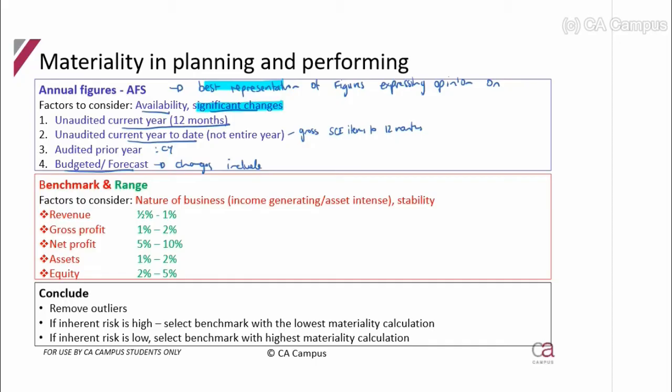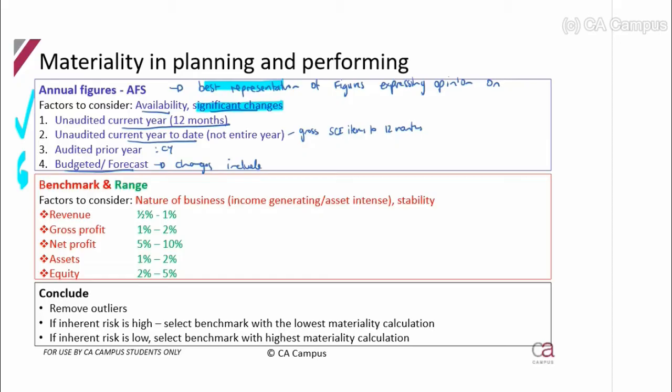And now you've ultimately said year to date and budgeted are acceptable, and then you conclude, I would prefer to use the current year to date grossed up because they are going to be the best representation of the figures that I'm expressing an opinion on. So you have to work through them all and conclude finally on the figures. Once you've done that, you move on to your benchmark.